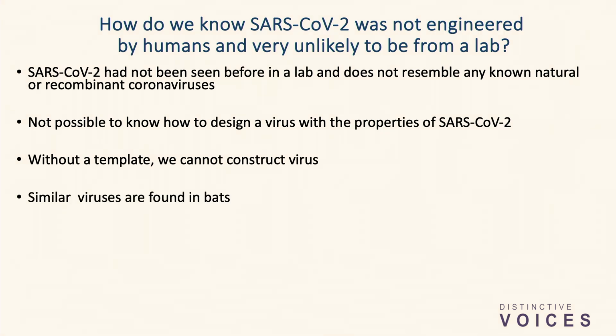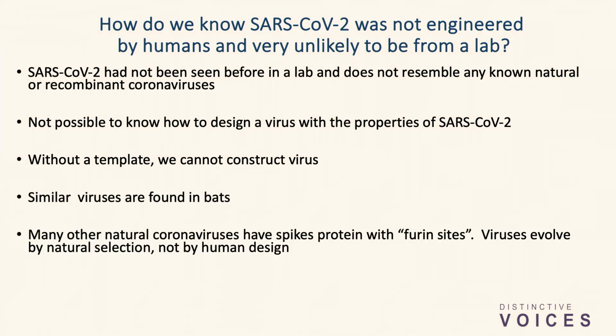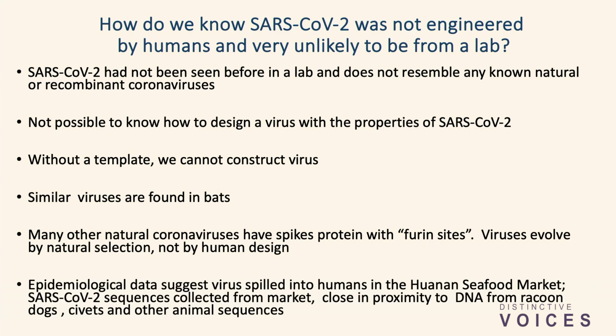And similar viruses are found in bats. And as I said, many other natural coronaviruses have spike proteins with furin sites. And viruses evolve by natural selection, not by human design. And again, the epidemiological data suggests that virus spilled into humans in the seafood market in Wuhan because the coronavirus sequences collected from the market are in very close proximity to DNA from these wild animals.